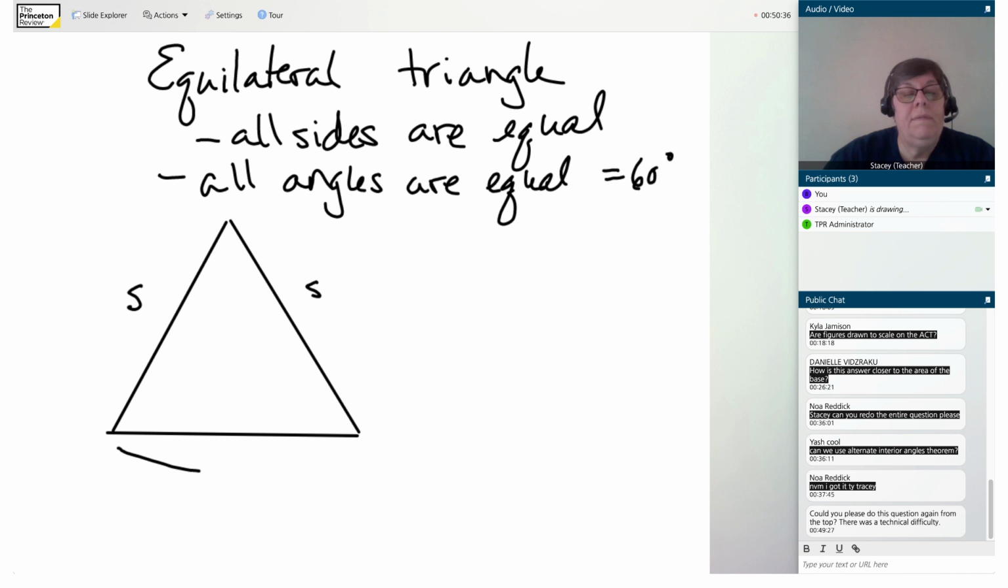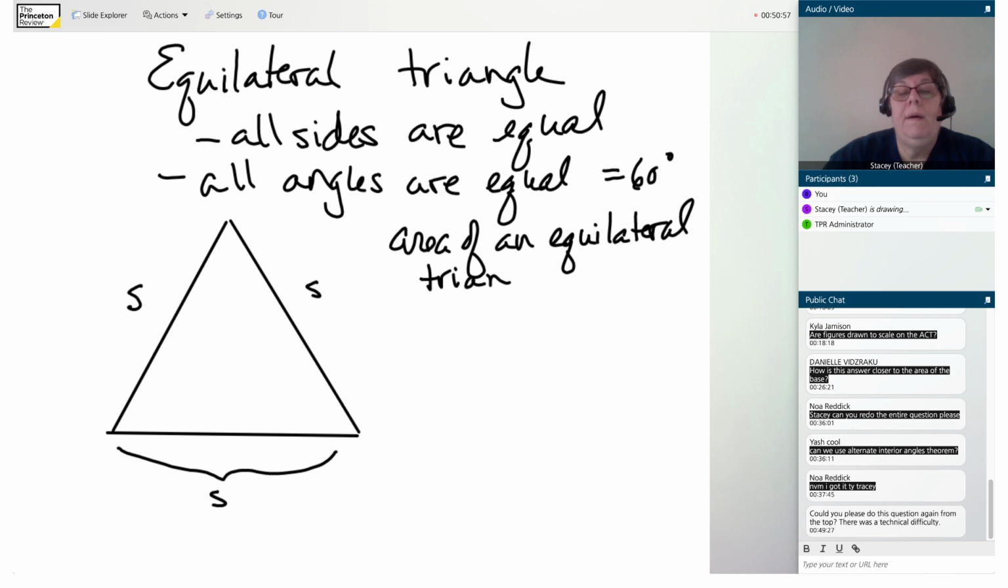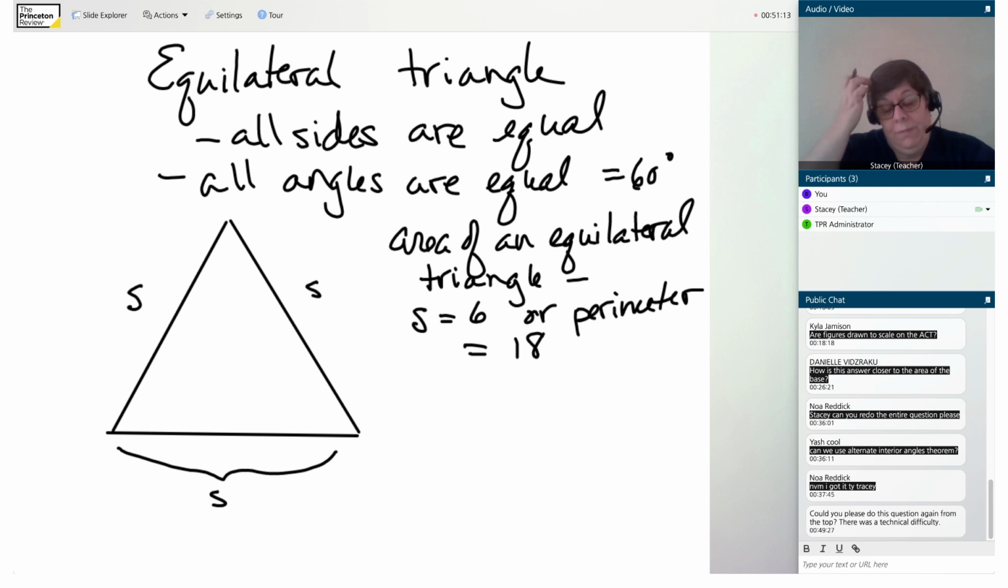They love to ask us about area of equilateral triangles. A lot of times the SAT and the ACT both ask us about the area of an equilateral triangle. And the only thing they give us is either the side is equal to 6 or the perimeter is equal to 18. If the sides are the same, you can give me the perimeter or one side. It really doesn't matter, right? We know what that is, right? So if the sides are 6, that's great. The only way to find the area of an equilateral triangle is I have to drop a height. So I have to come in here and drop a height, right?